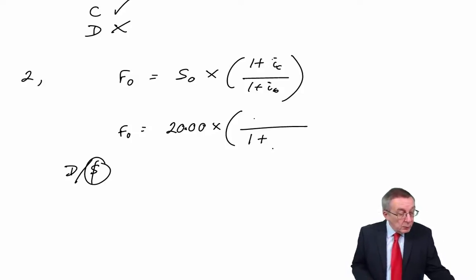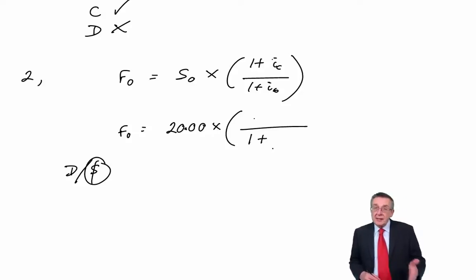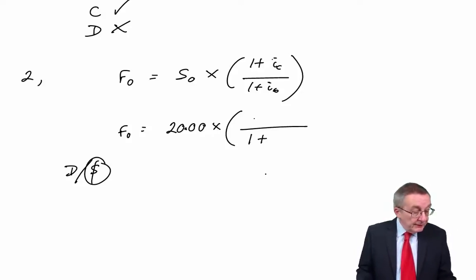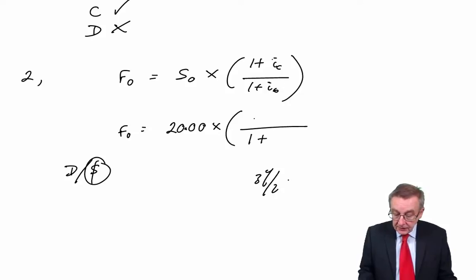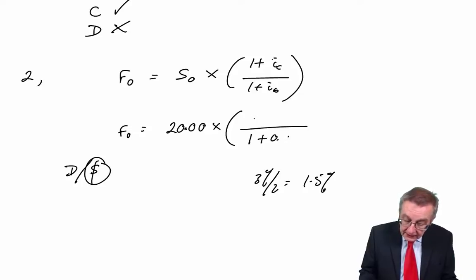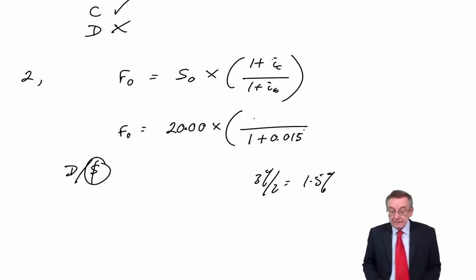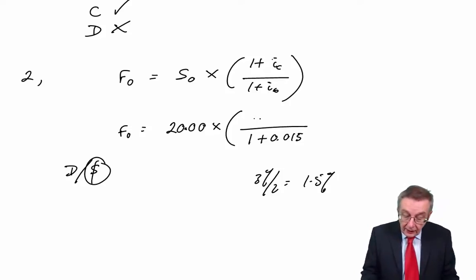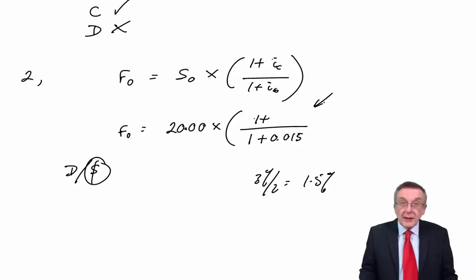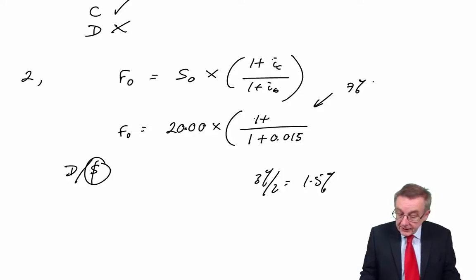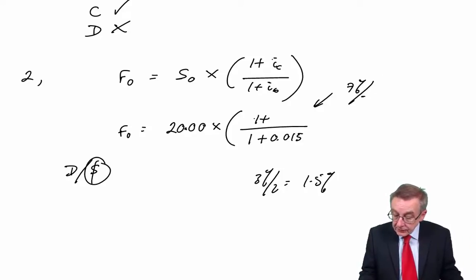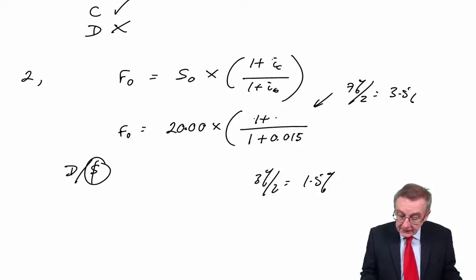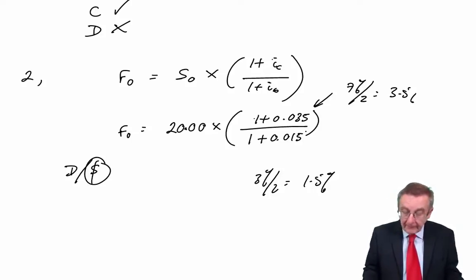However, remember, we're after a 6-month forward rate, so we need the interest for 6 months. So if it's 3% a year, 3% over 2 is 1.5%, or 0.015. Similarly, IB the base country, IC the other country. Well, the other country, the dinar country, it's 7% a year. For a 6-month rate, the 6-month interest rate is 3.5%, or 0.035. And there we are.